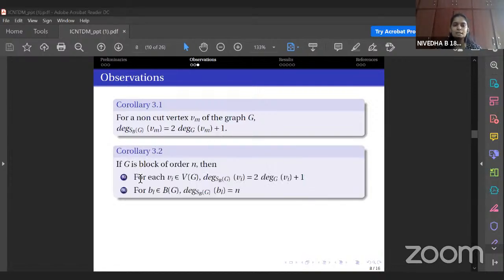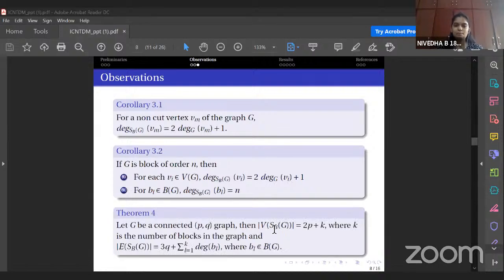A graph is said to be a block when the graph has no cut vertices. When the graph has no cut vertices, looking back at the definition of the semi-splitting block graph, we can say there exists only one block, so there exists only one block vertex called B1. So obviously the degree of B1 will be the order of the given graph. The order of the given graph here is n. And since all the vertices in the graph are non-cut vertices, from this we can claim the degree of the vertices Vi that belong to V of G is twice the degree of Vi plus 1.